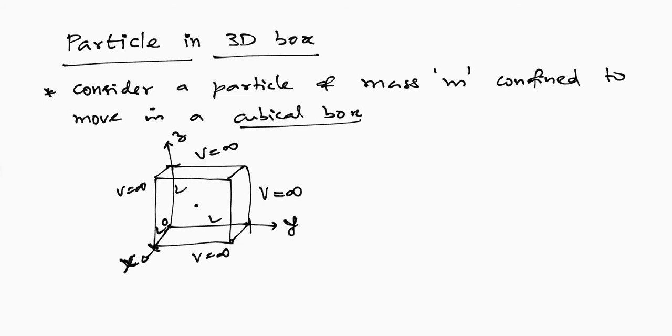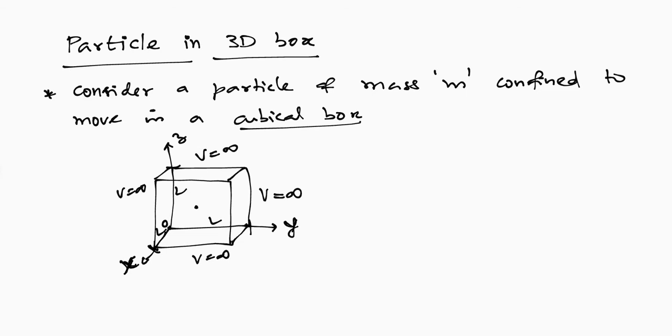Now we need to find out the wave function and the energy eigenvalue for the particle in the box. You know very well, to find the wave function we need to solve the Schrodinger equation. I am also going to assume that the potential energy of the particle inside the box is a constant. If potential energy is constant, then we can say that the particle is a free particle.